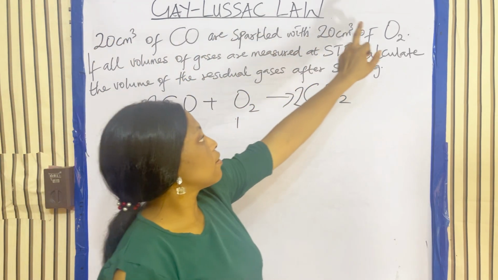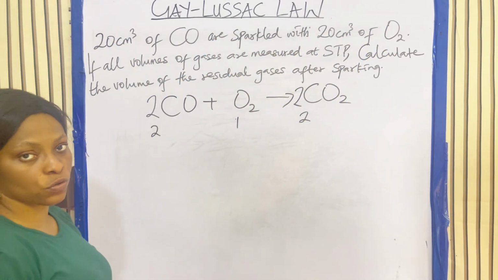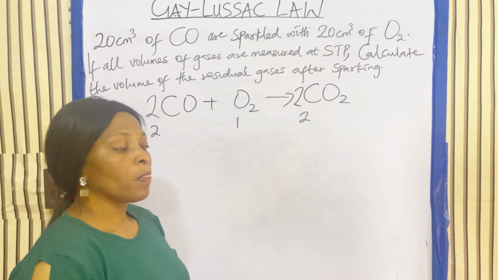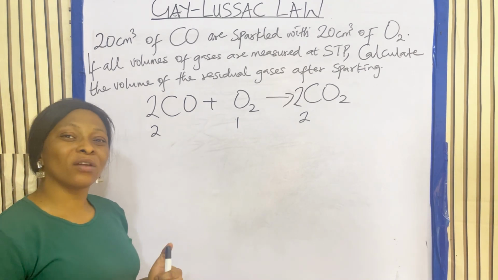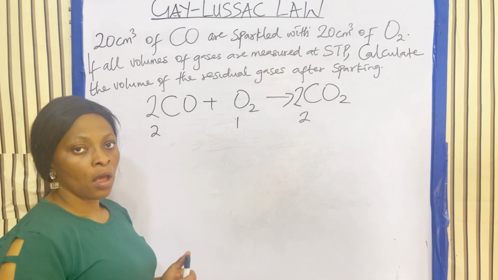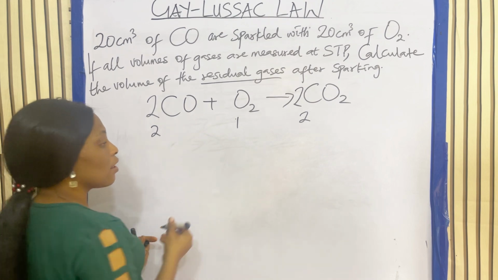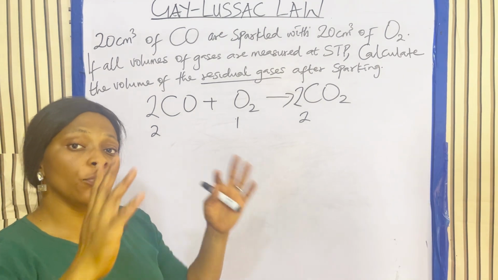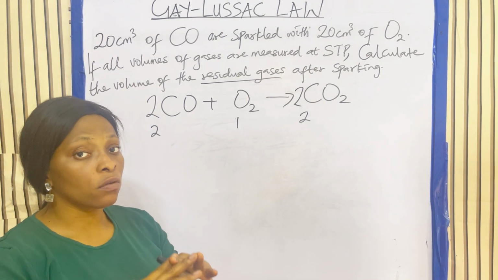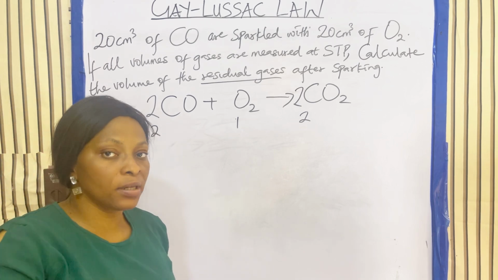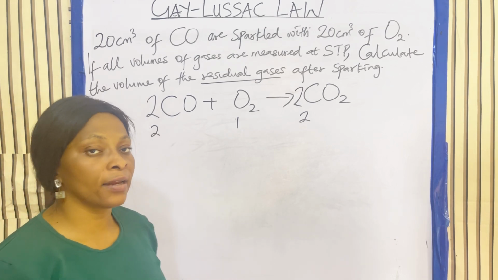and 20 cm³ of oxygen were used. So how are we going to solve this? Now you are going to find out which one was actually used, because both of them, remember the question says we should calculate the volume of the residual gases. That means one was completely used and the other one was not completely used. So which one is that one that was completely used? That's the next thing to find out.